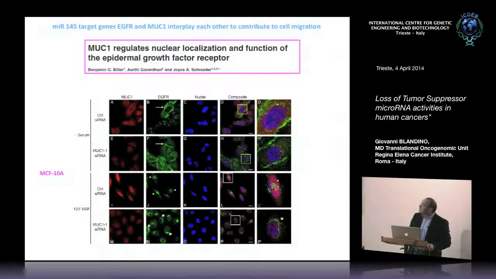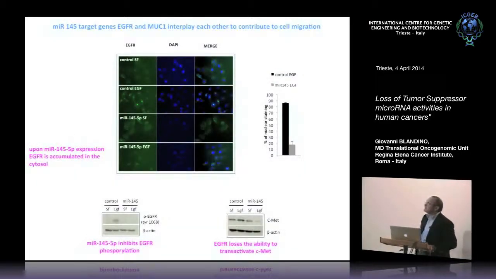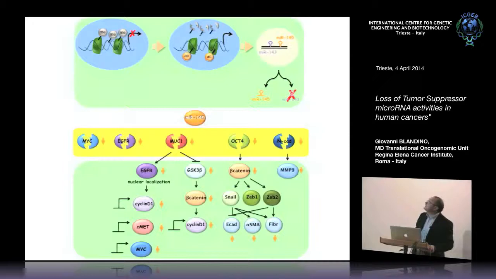And we are collecting evidence that upon expression of miR-145-5p, the EGF receptor is mainly accumulated in the cytosol. So again, this says that the response to EGF is aberrantly impaired. You see that phosphorylation of the EGF receptor in a specific tyrosine is lost upon miR-145. And a downstream effector of the EGF receptor has been reported to be c-MET, and this loses the ability to transactivate c-MET. So this suggests that there is a large ongoing picture once we lose the activity of this microRNA 145. And this is just summarized in this final cartoon.